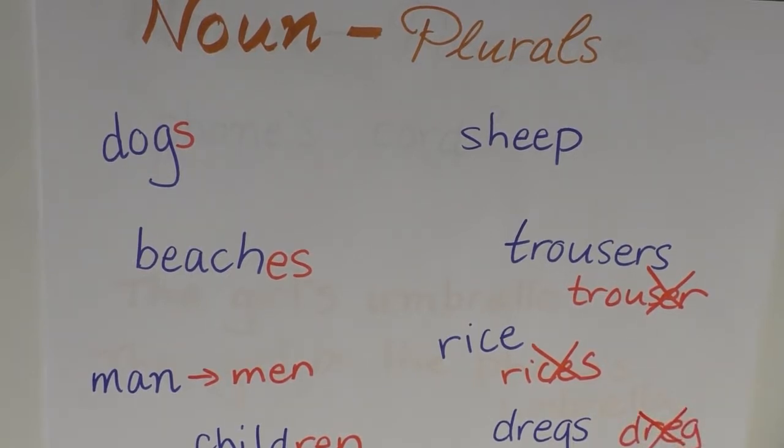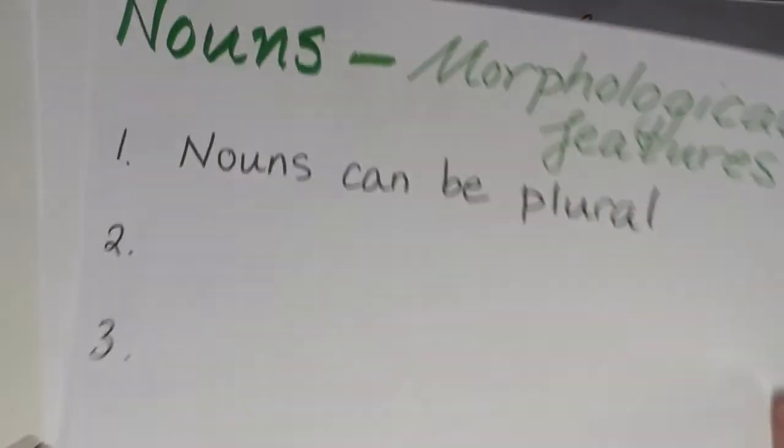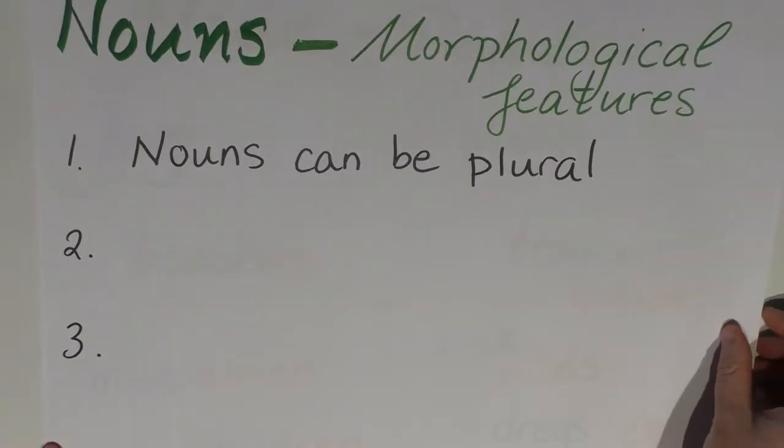And these exceptions show us that a word doesn't have to fill 100% of the definition to make it a noun, as is true for all words and their classes. So sheep, even though it doesn't have a visible plural with an S on the end or anything like that, doesn't mean that it's not a noun just because it doesn't fulfill that particular morphological feature. So we'll go back to our morphological features and look at our second morphological feature.